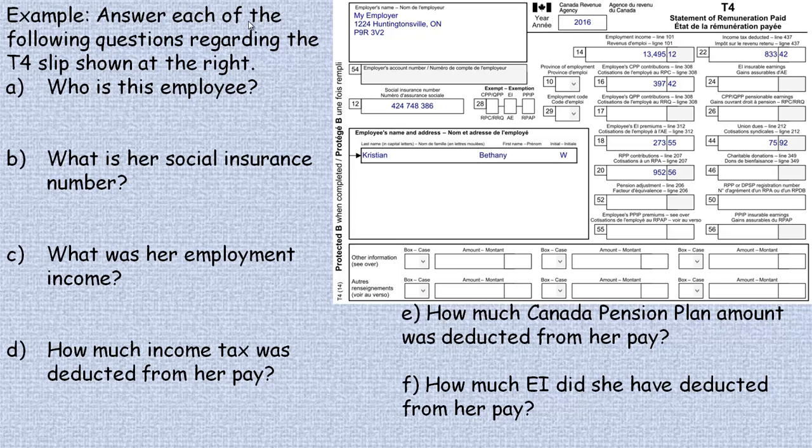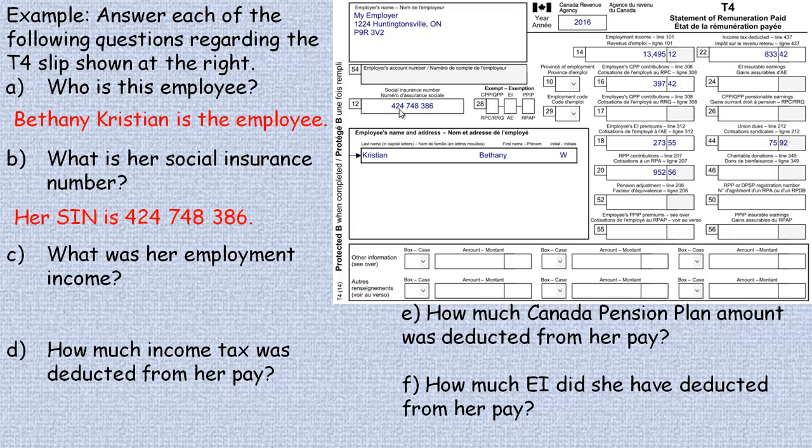So you're asked to answer each of the following questions regarding this T4 slip. It says, who is this employee? The employee would be this. That's the first name, this is the last name, so it's not Christian Bethany, it'd be Bethany Christian. And you can put the middle initial W if you want, Bethany W Christian. That's the employee. What's their social insurance number? Well, there's the social insurance number right there, 424-748-386.